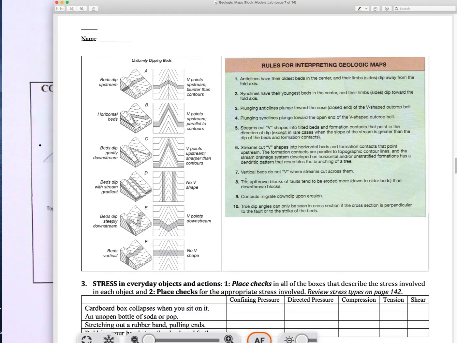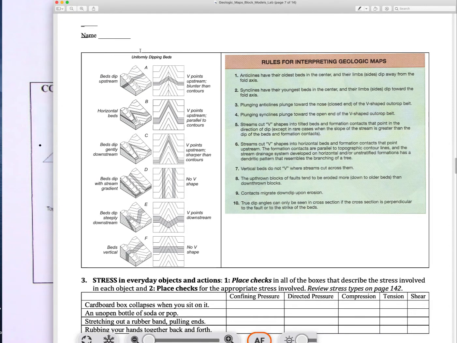Page 145 are some of the rules for interpreting geologic maps. Remember the rule of V. Number 5, streams cut V shapes into tilted beds and formation contacts that point in the direction of dip. So that's one of the key ones we'll use, especially for this class here. Let's say we have some uniformly dipping strata. So everything's inclined in the same direction, sort of like our figure when we looked at the strike and dip.